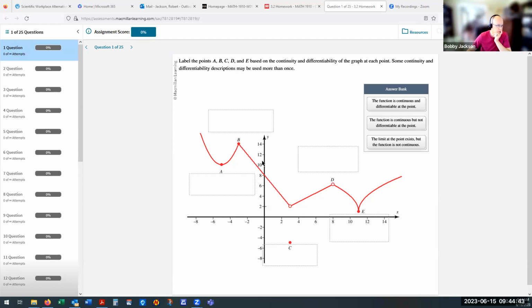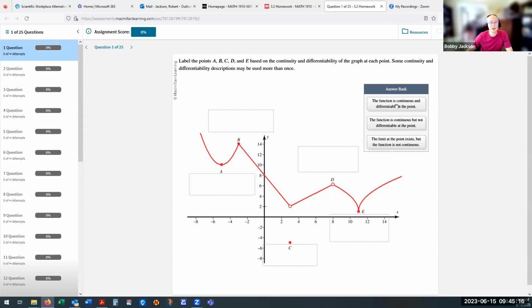So when I'm looking at these descriptions, one is the function is continuous and differentiable at the point. So remember what continuity means. Continuity means the value of the function exists, the limit exists, and those values are equal to each other. Okay, so there's no holes, no gaps, no jump discontinuity, no vertical asymptotes, that sort of thing. So you can really think about the first two descriptions. The function is continuous. In this one, it is also differentiable, and here it's not differentiable.